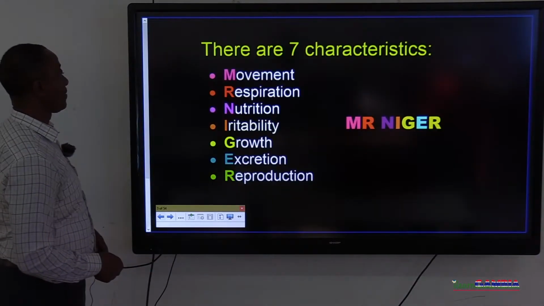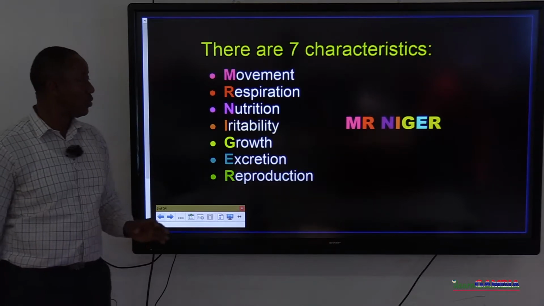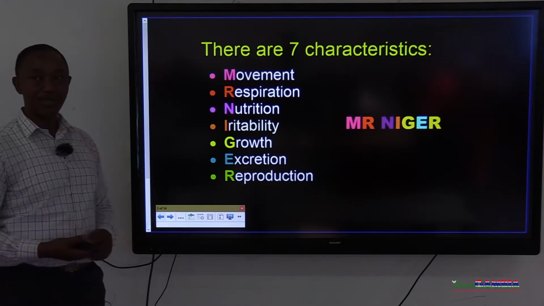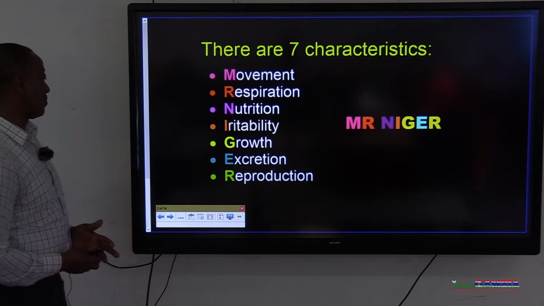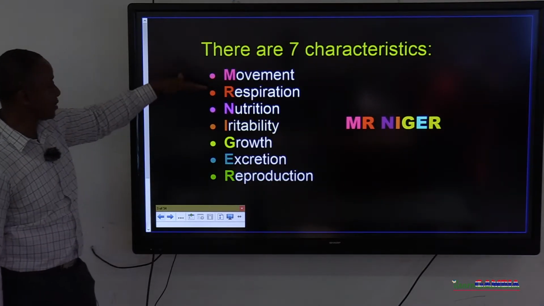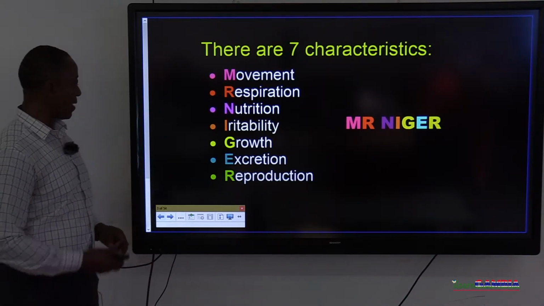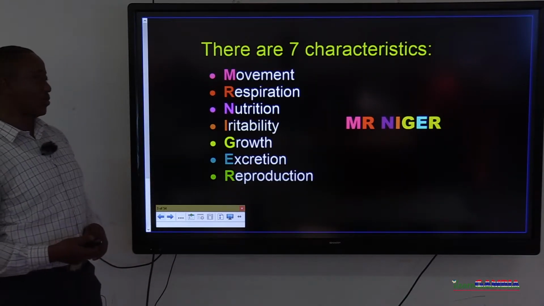Let us look further. There are 7 characteristics that we use to help us understand what things are living and what are not living. That includes movement, respiration, nutrition, irritability, growth, excretion, and reproduction.